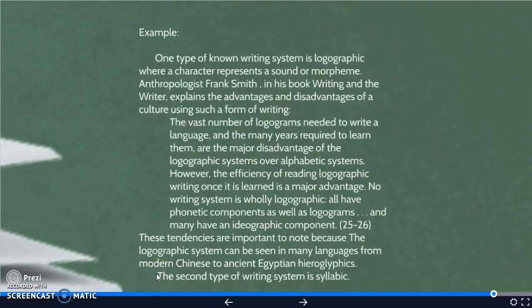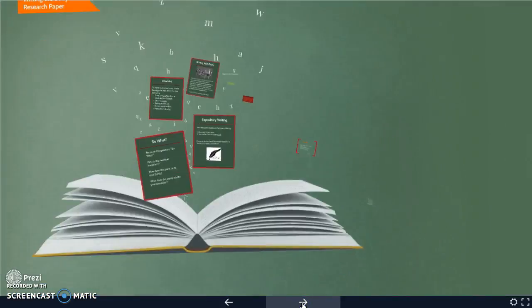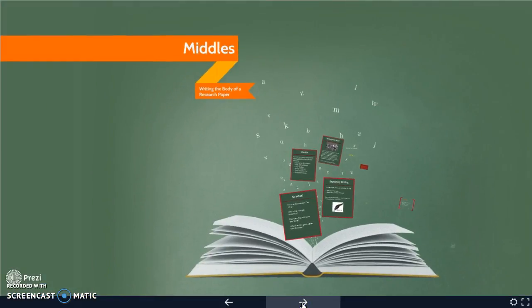You can use this block quote. They can add a lot to your essay as long as you quote something good. So be looking in your resources for a nice good chunk of information that you would want to include. So those are some tips and tricks for writing the middles of your research paper.